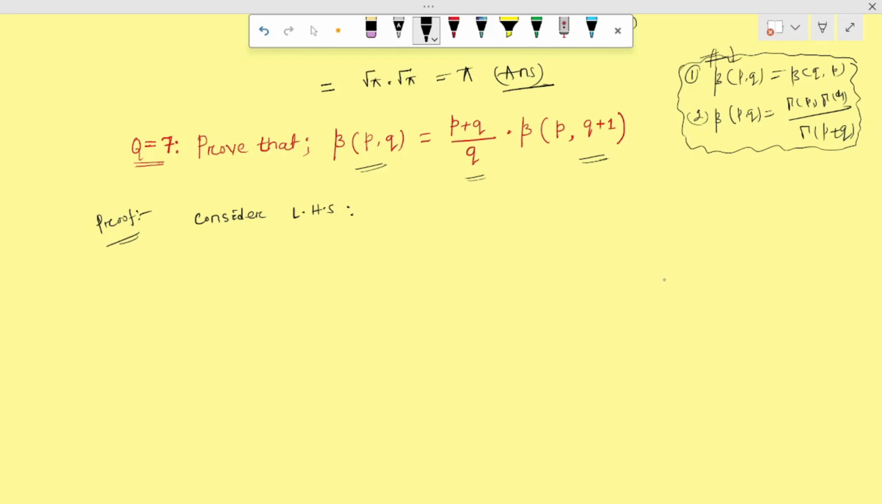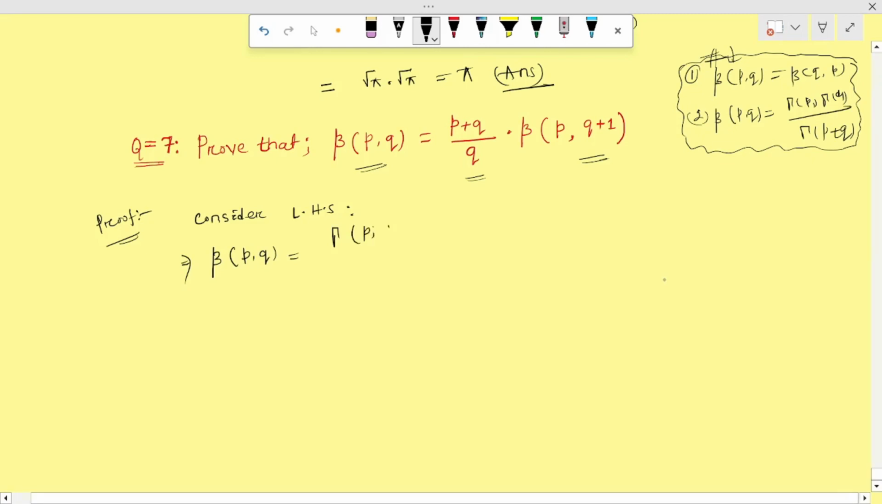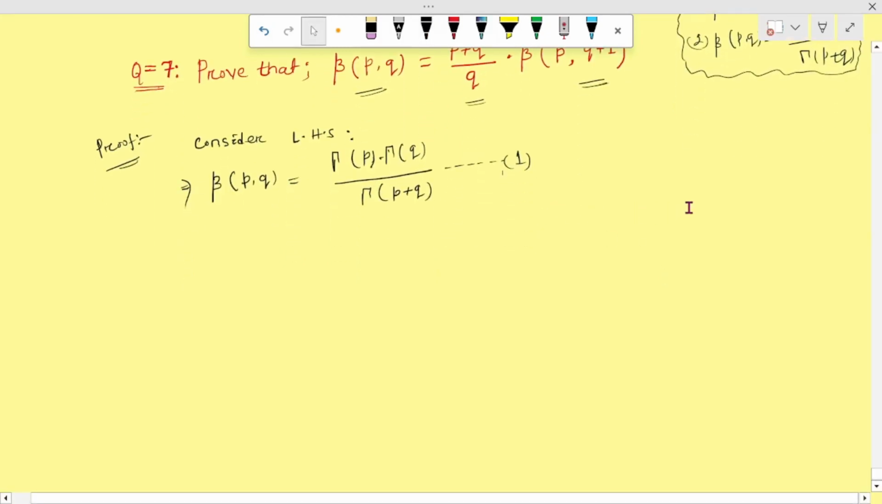Okay, consider the LHS of the given question. It is given that beta(p,q) will be equal to gamma(p) into gamma(q) by gamma(p+q). Let this be equation number 1. This is a very simple question. Now we are going to consider the RHS part of the question.